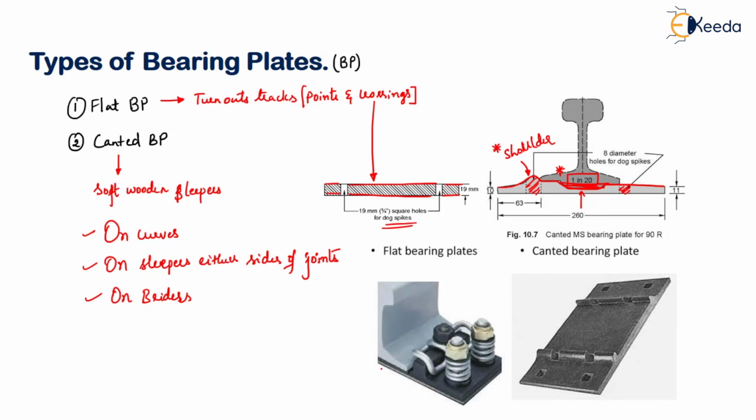So this is your flat-footed bearing plate. This is your canted; the side view is not visible. There will be a slope of 1 in 20 given to the bearing plate so that a tilt is given to your rail. Okay. So these are the different types of bearing plates which are available. As I mentioned, bearing plates are nothing but chairs for your flat-footed rail. If you are using a bull-headed rail or double-headed rail, then it is called chairs, about which we will be dealing in the next lesson.